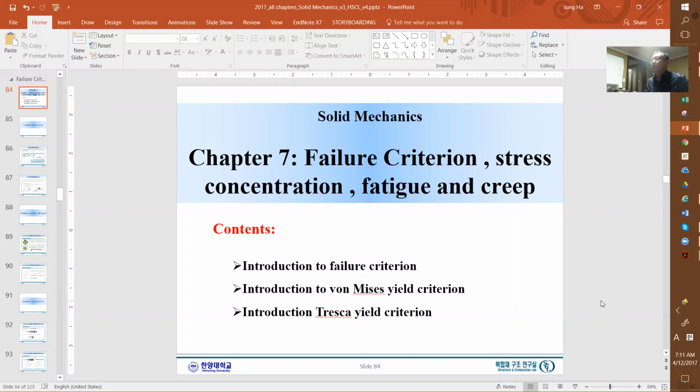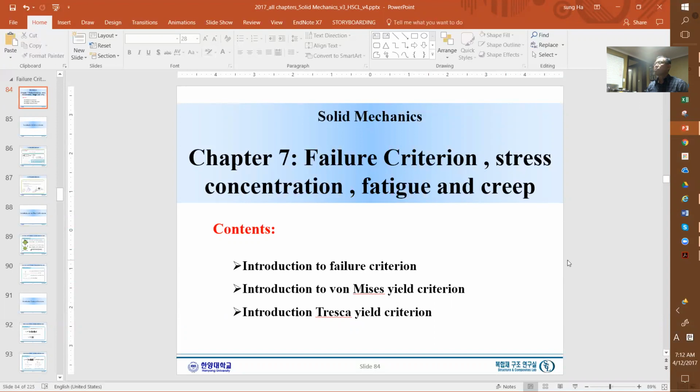Today we will cover Chapter 7, Failure Criterion, and that's the main topic we're going to cover. Well, there could be some other issues like stress concentration and fatigue and creep, but the most important point of material failure is about the failure criterion. So it's important to understand what the failure criterion is all about.